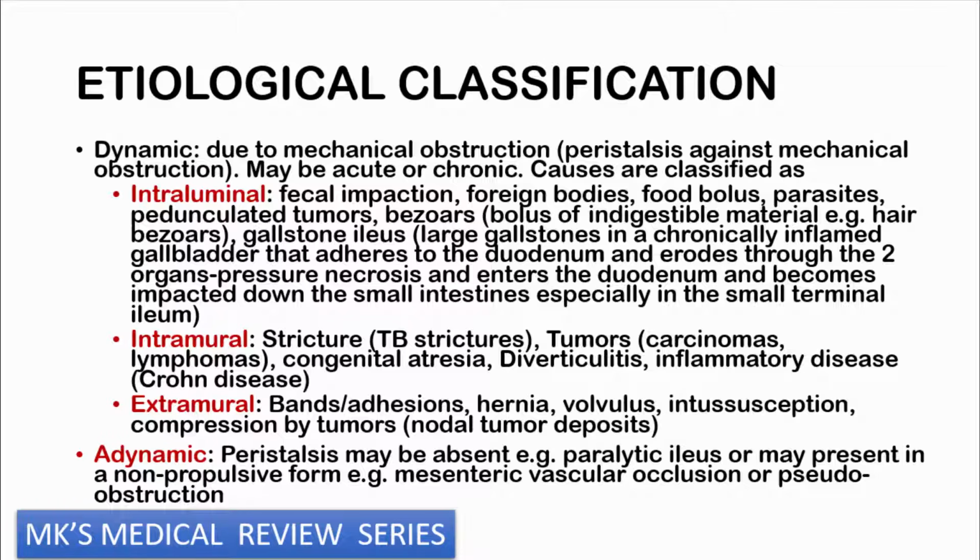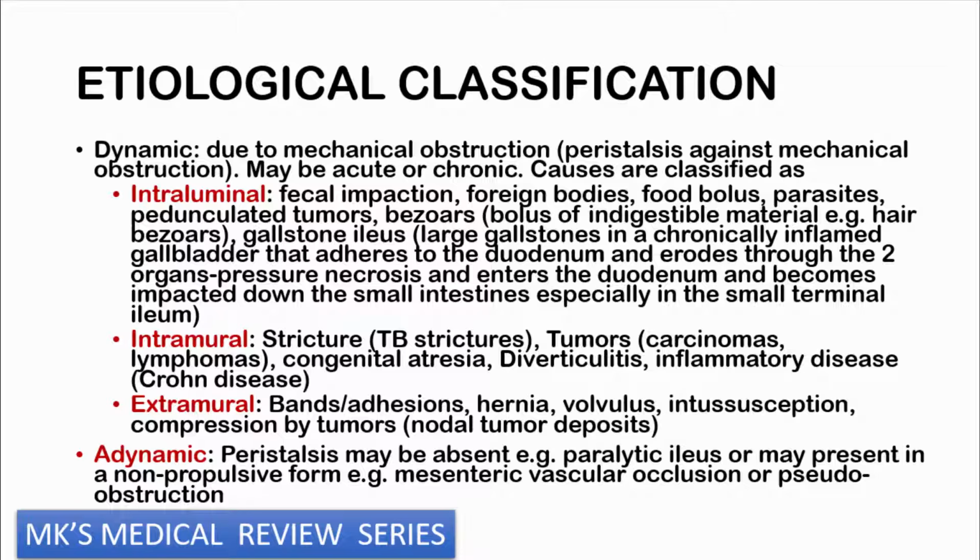You could sometimes have some foreign bodies. You have children that swallow objects, even adults to some extent. That would be very weird though. You have some adults that can swallow some foreign bodies. You can have a food bolus. Sometimes you may have parasites that may completely block the lumen. You may have tumors that are growing into the lumen, especially the pedunculated tumors. They could be polyps as well. You could also have bezoars. So a bezoar is simply a bolus of indigestible material. For example, it could be hair bezoars, and they can also block the lumen.